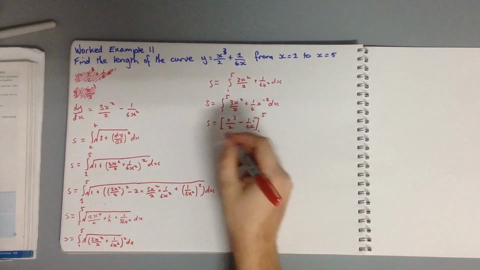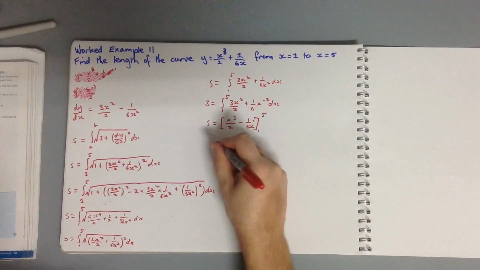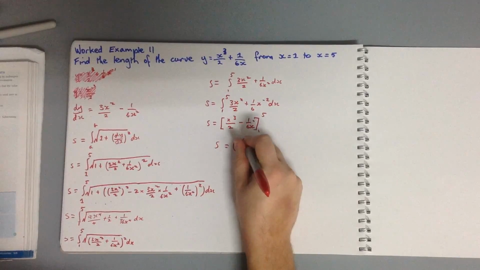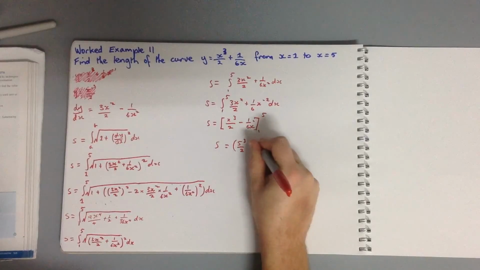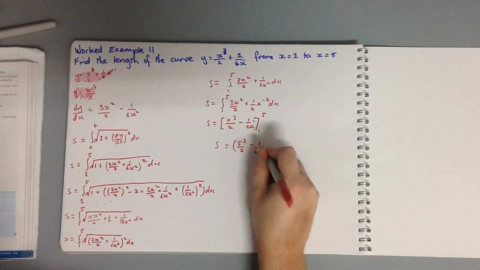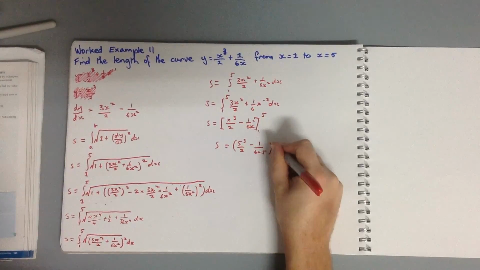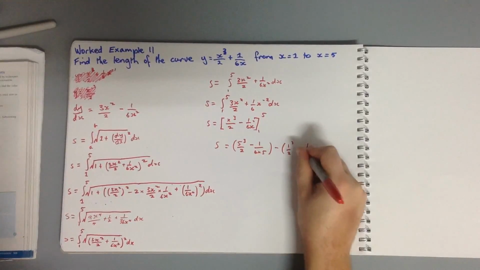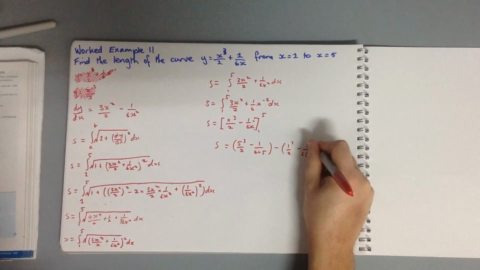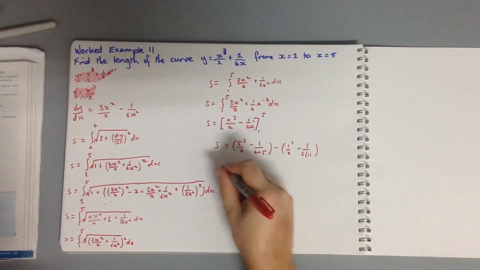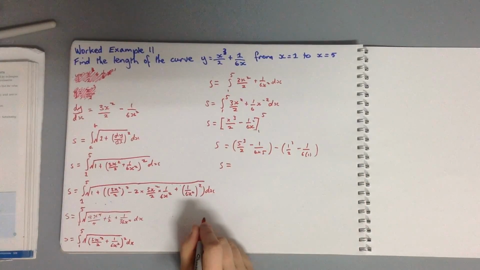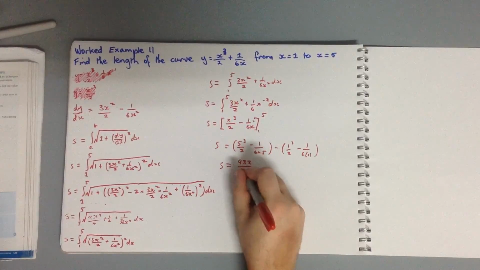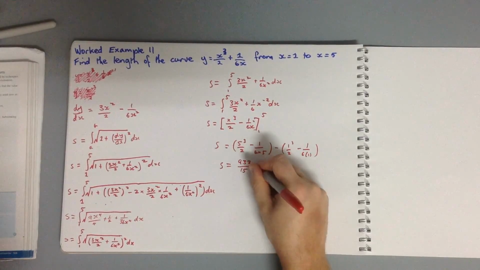okay. And then we can sub our values in, so we can say our s then is equal to 5 cubed on 2, take 1 on 6 times 5, take away 1 cubed on 2, take 1 on 6 times 1. Okay, and when we do our arithmetic on that, we end up getting 932 on 15 units long.